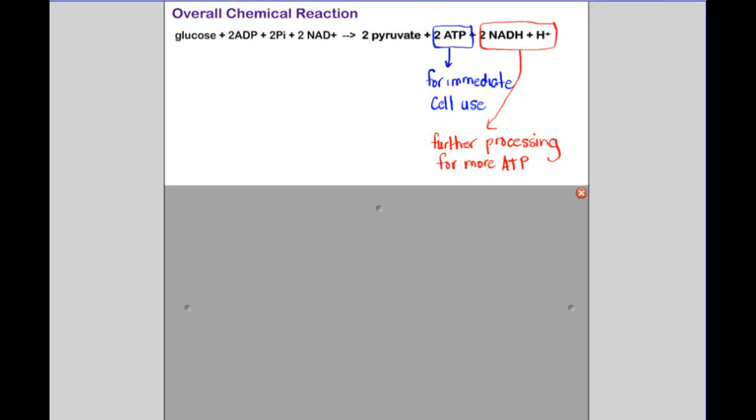I'm going to just show you one last thing. This you should know, and this is just an overall chemical reaction showing all of the starting materials that we start with and the things that we finish with. Okay, so we start off with the glucose, 2 ADP and 2 Pi. We need 2 NAD plus molecules, and in the end we end up forming 2 pyruvate. These are our 3-carbon sugars. We end up with a net gain of 2 ATP. So this is sort of a net chemical reaction. It's not showing everything going in and everything coming out, just the net of what goes in, net of what goes out. And then we end up with 2 NADHs, okay?